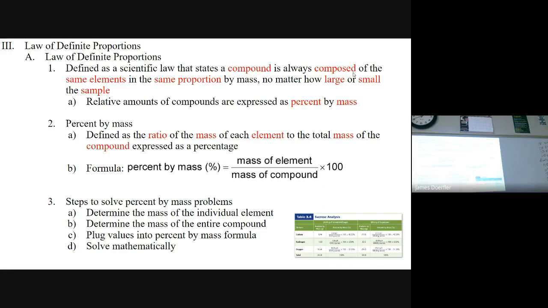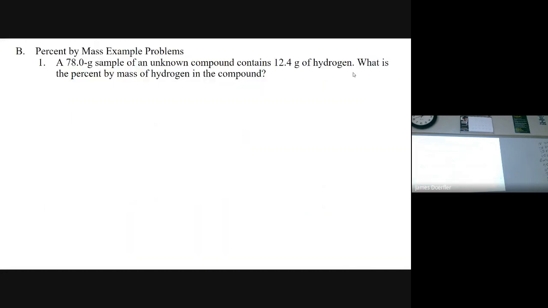So first, you have to determine the mass of the individual element. Oftentimes they're given to you, sometimes they're not. You got to do a little algebraic rearrangement. Then determine the mass of the entire compound. If you don't know both of those, you cannot solve this problem. Once you've determined those, you're going to plug them into this formula, and it's solved mathematically. Let's do a couple different examples here.